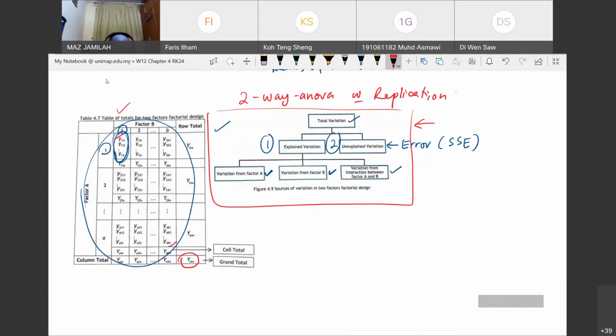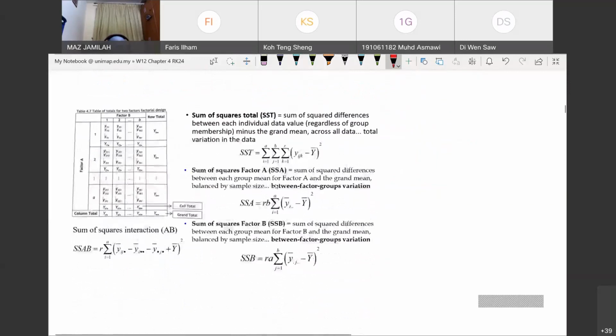From this grand total, you can find your grand mean. The way you find the grand mean is by dividing the summation of all the y dot, meaning all the y response variables, by the total number of samples. Okay, so you will get your grand mean. And for the cell total, to find the mean, divide by the number of samples for each level involved.